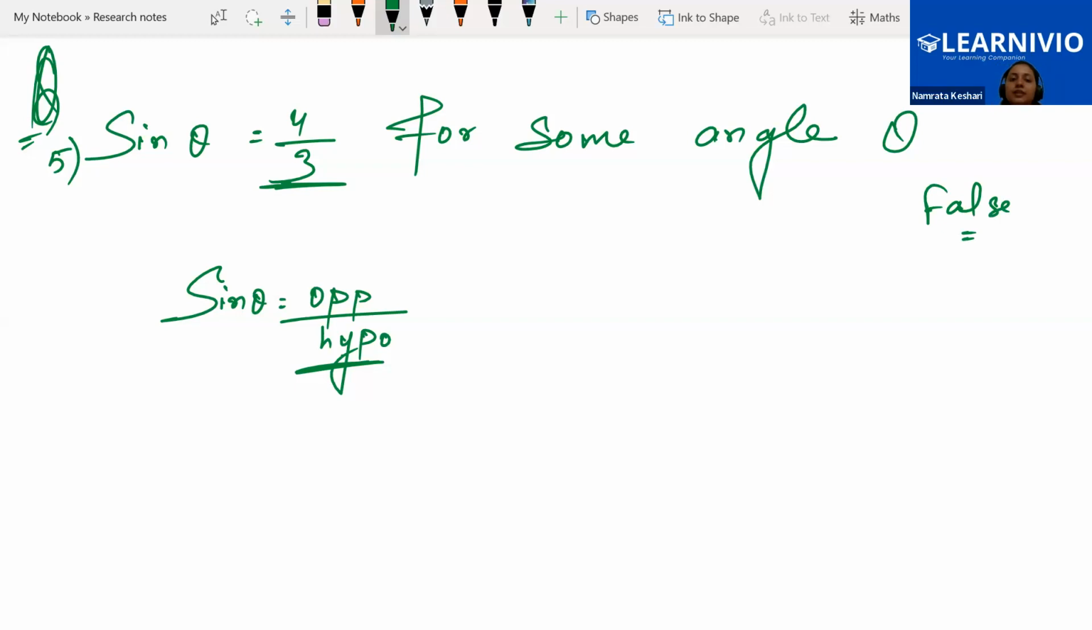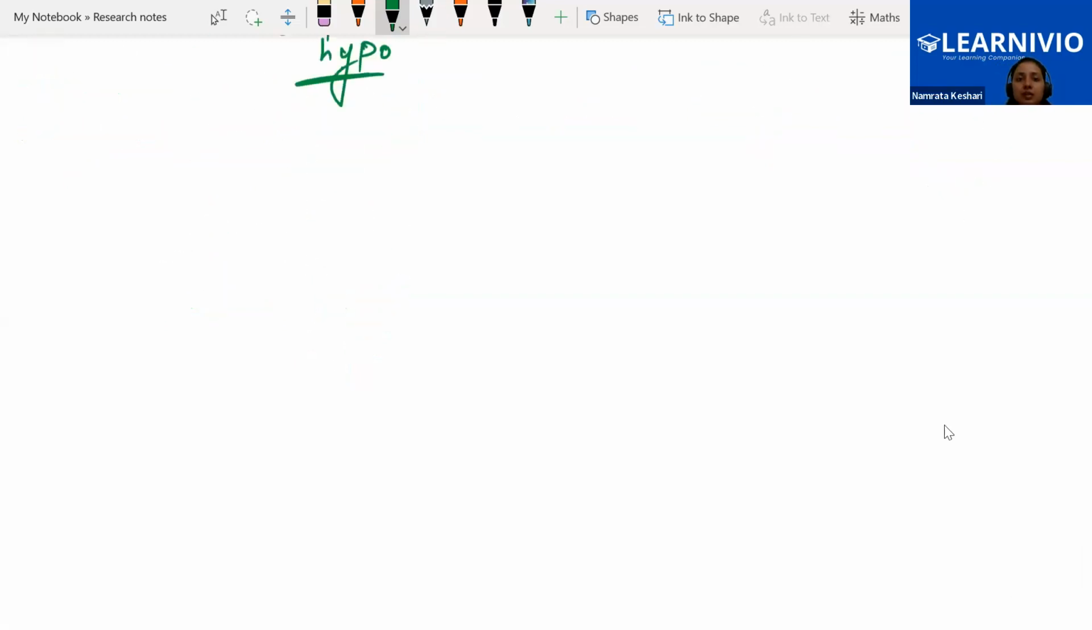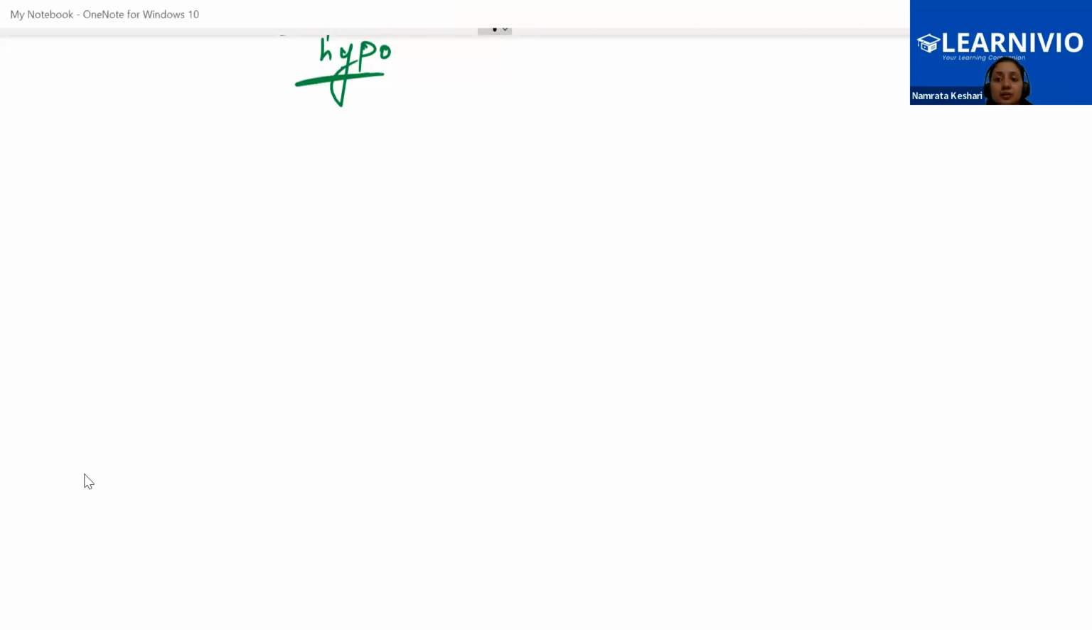Now we are having the trigonometric table, which you have to learn. Some specific angles we are having. That specific angles' values, you have to memorize by heart. Okay, so let me make the table over here.